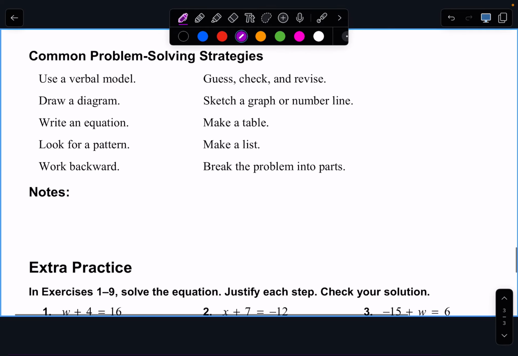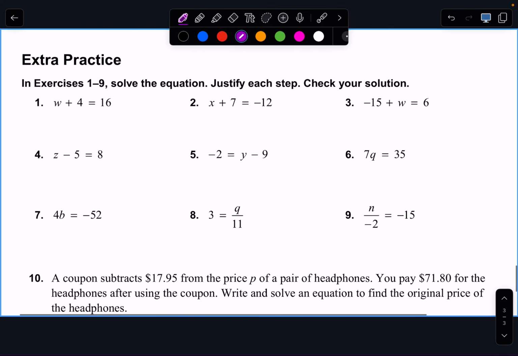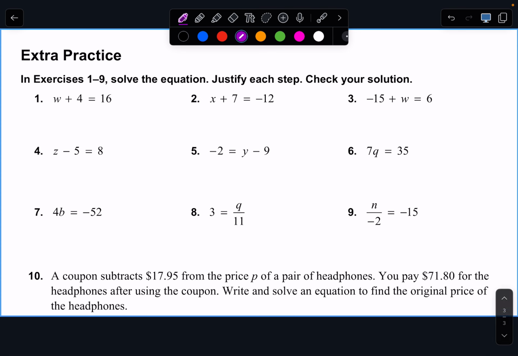Could you turn the page, please? What I would like you to do, without making too much noise, is solve number 1, number 4, number 7, and number 9. And when you get your answer, I want you to check with your elbow partner to see if they got the same thing. Ready, set, go.